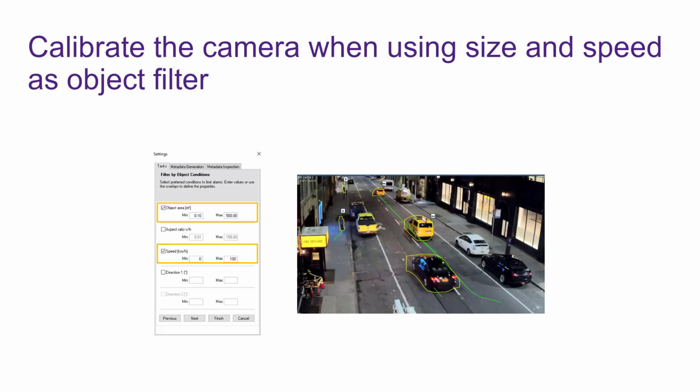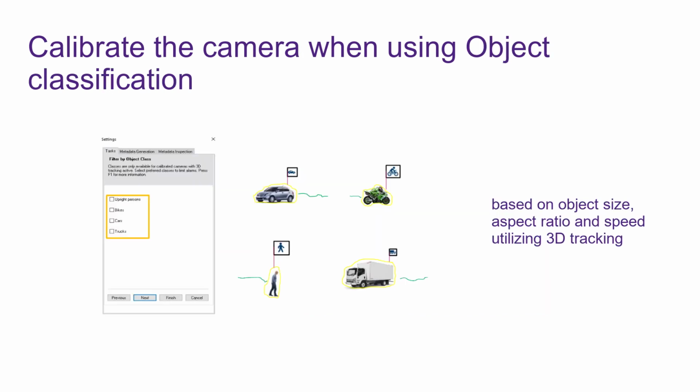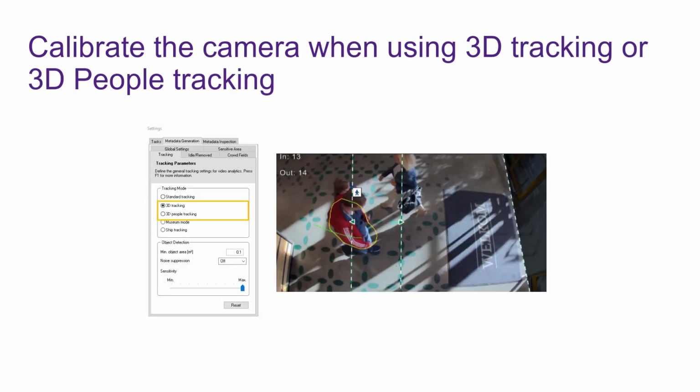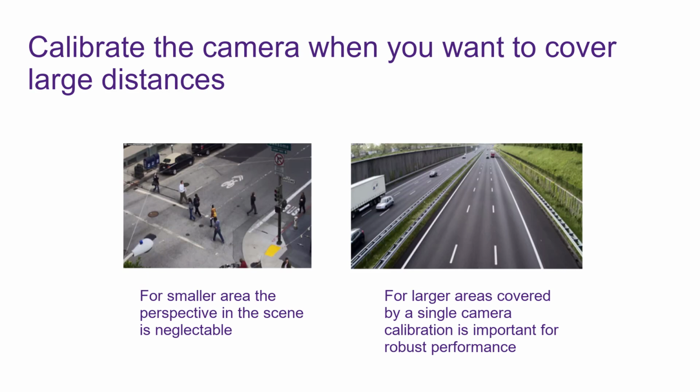Calibration is required for alarm tasks with object conditions such as speed and size, to be able to do object classification with the icons and detections of it, and enables the 3D tracking and 3D people tracking modes. Calibration is required as well when one camera covers large distances.